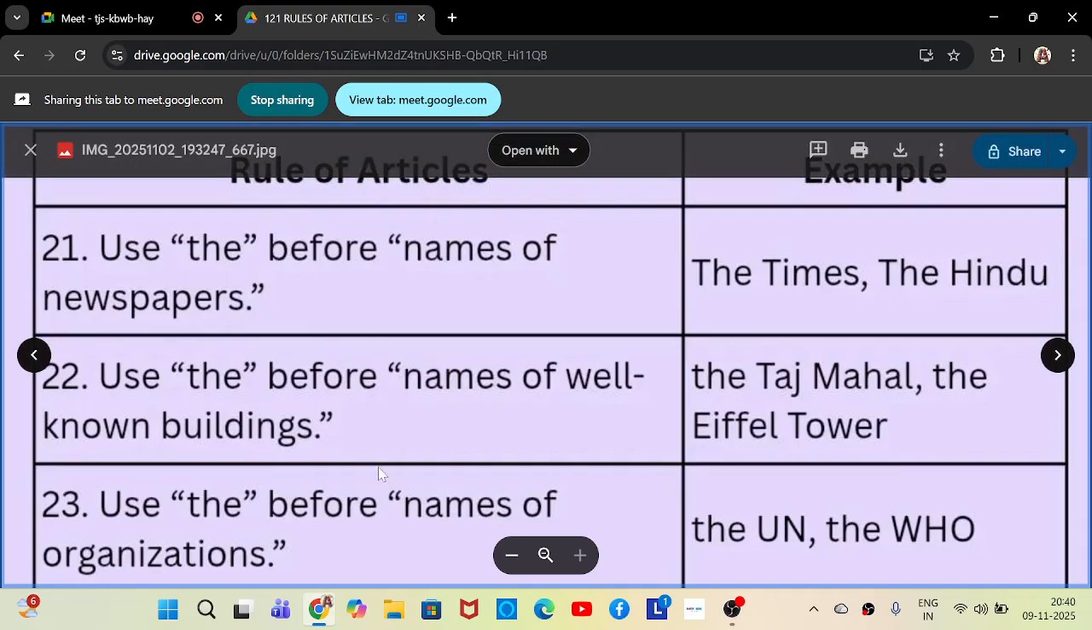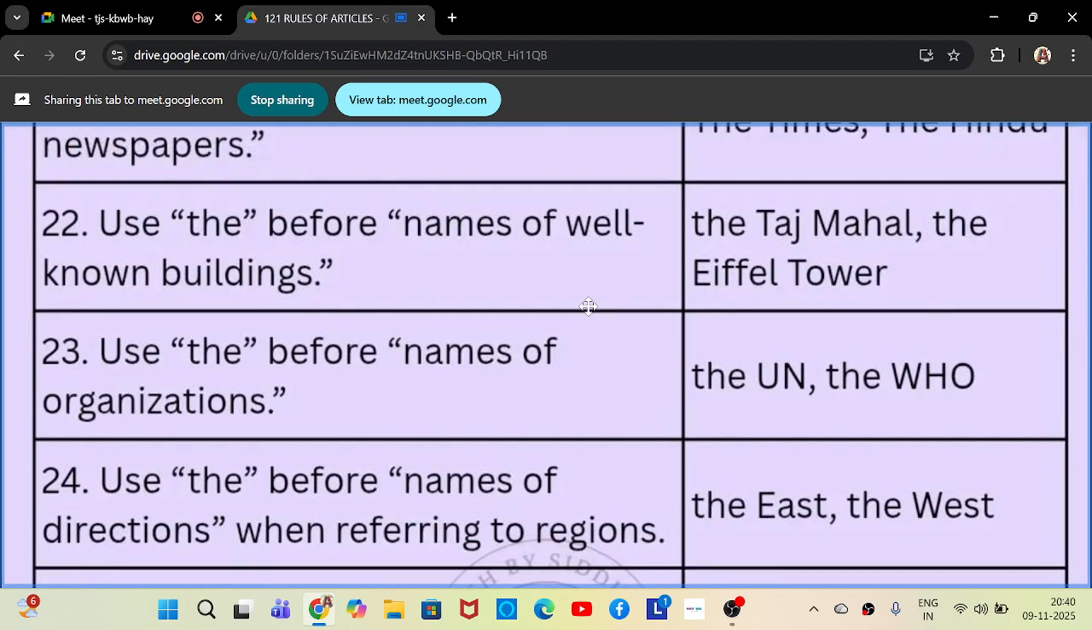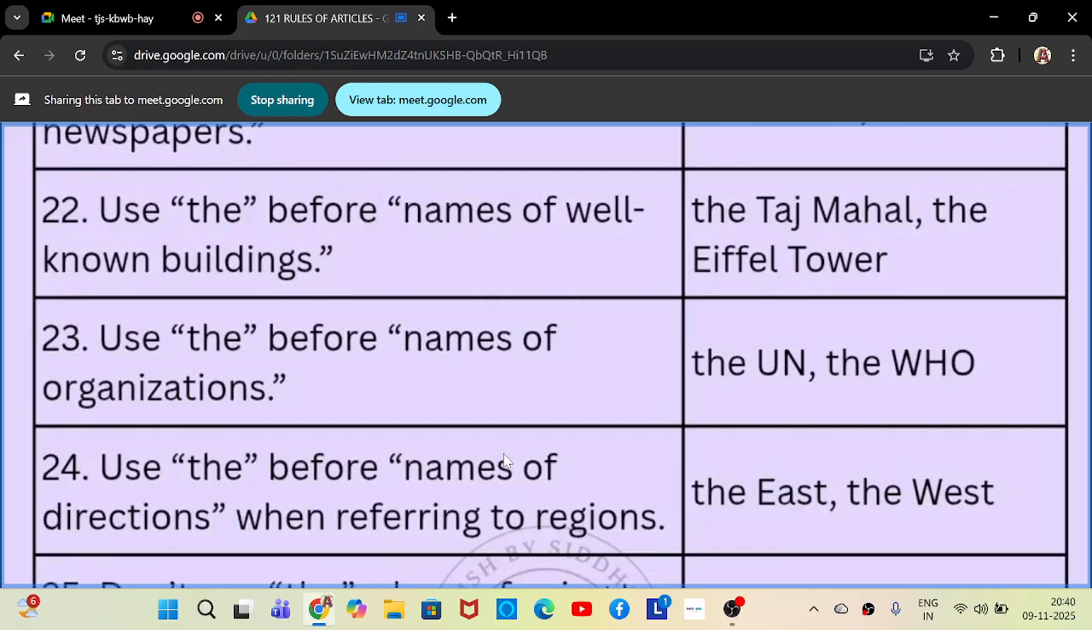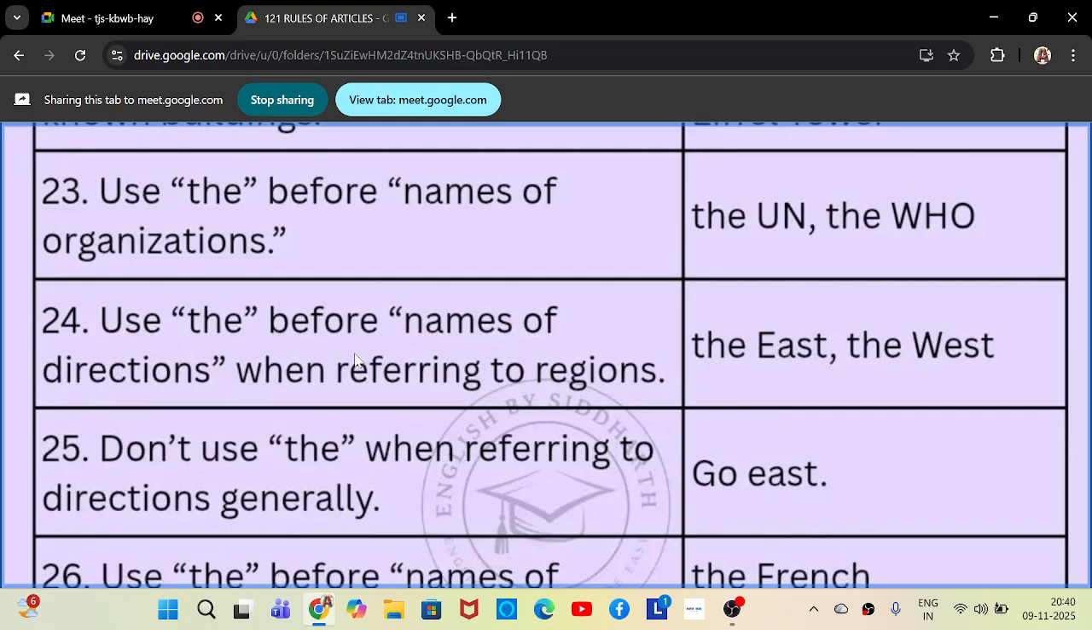Okay. Next is Taj Mahal is in which district? Agra. Agra, very good. That comes under New Delhi. And Eiffel Tower is in which country? France, Paris. Okay, good.